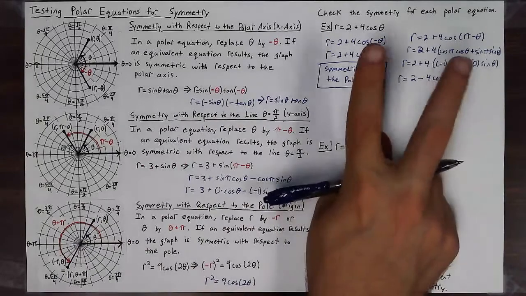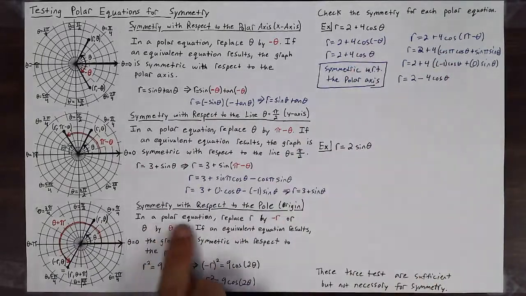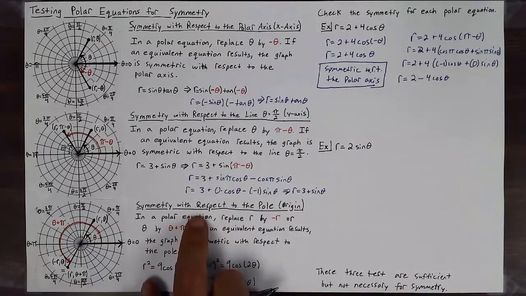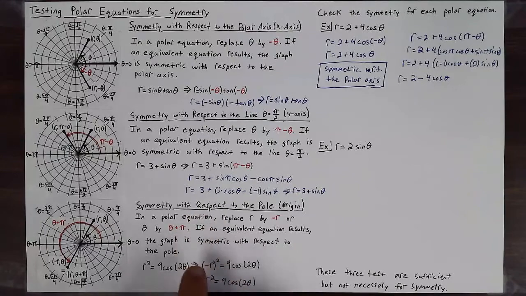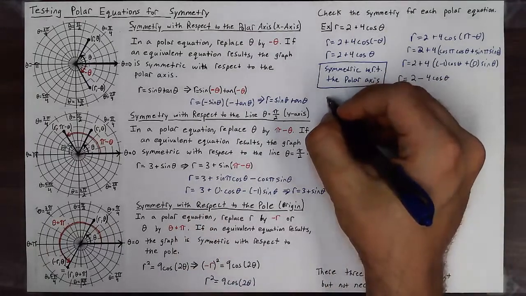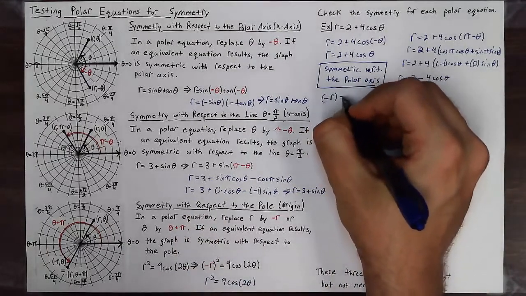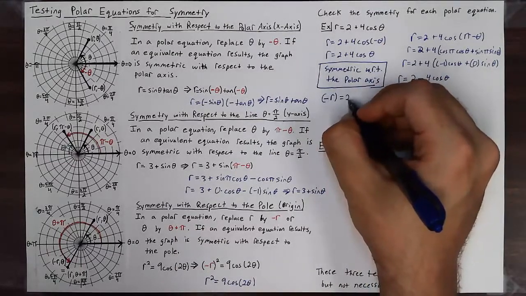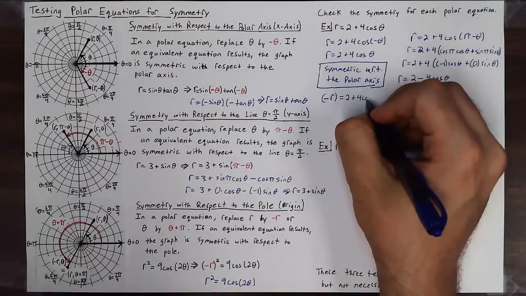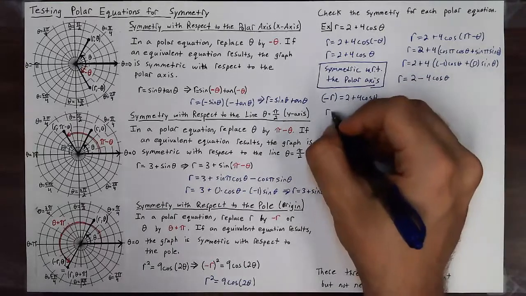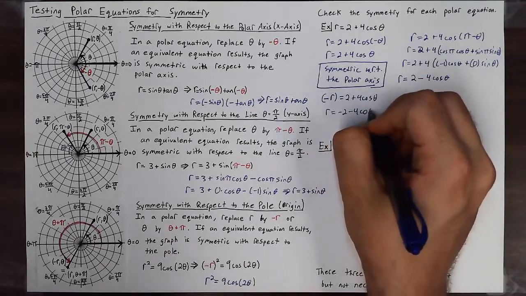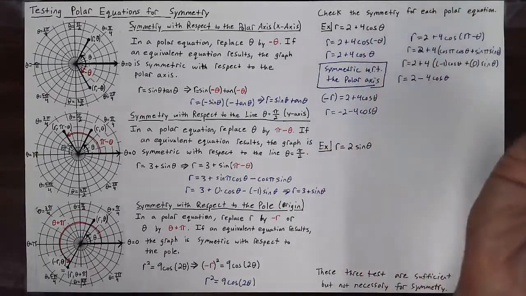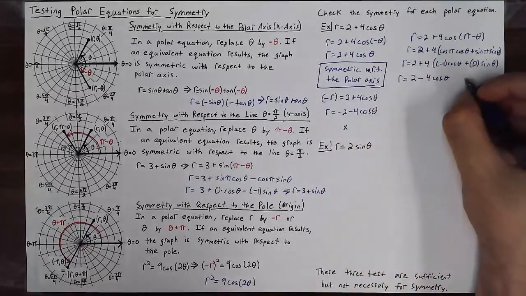Which usually means if it's not symmetric to both of these, that it wouldn't be symmetric to the pole, but we can still test to see. First, we can try the negative r test. And if I divide by negative 1, I'll get r is equal to negative 2 minus 4 cosine of theta, which is not the same equation, so that one fails as well.